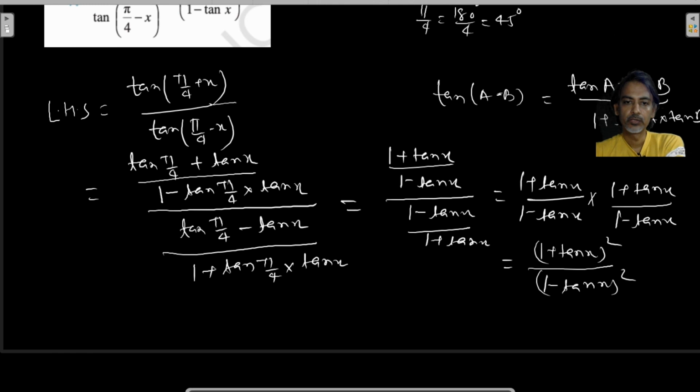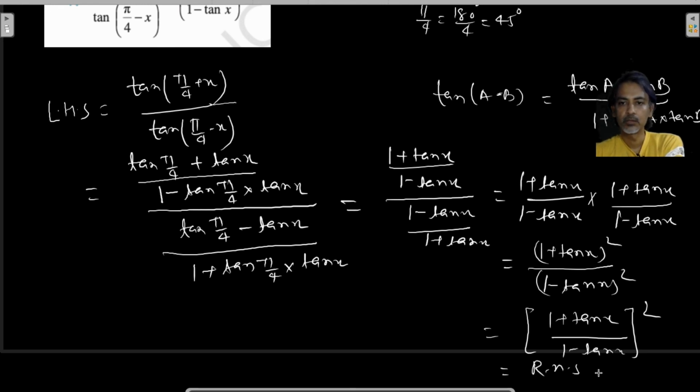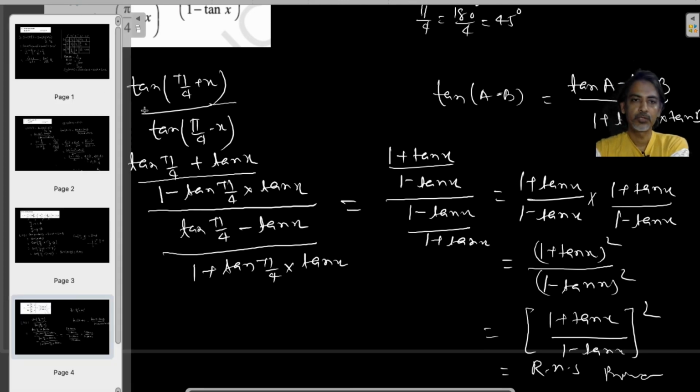So when you reduce it further, this will become 1 plus tan x divided by 1 minus tan x whole square. This is what we have to prove on the right hand side. RHS proved. Alright, so these are the three basic questions we wanted to discuss.